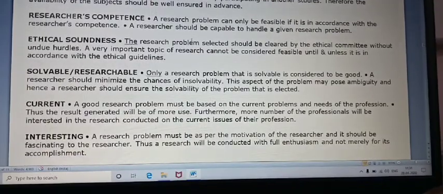Then the next thing is ethical soundness. So the research problem that you select should be ethically correct. For example, if you are a veterinary doctor and you want to do research on dogs, for example, to see if a living dog has heart problem, then for some people, what they do, they kill the dog and see if the heart is normal. Is that right? No, you cannot kill an animal just like that. That is not ethically right.